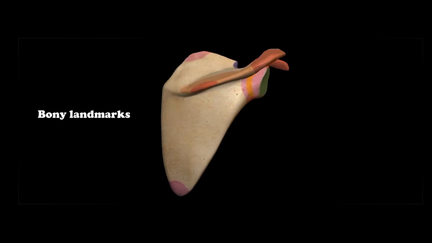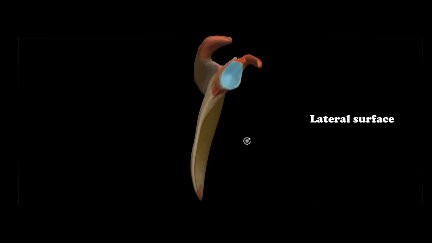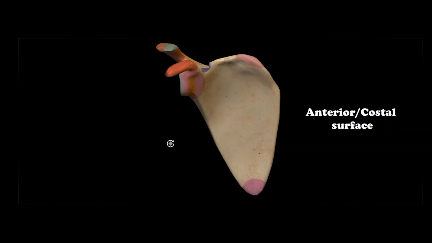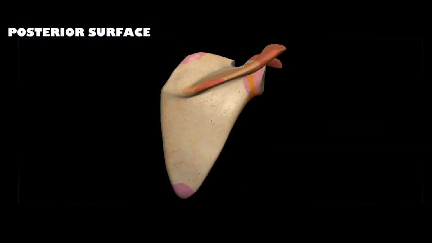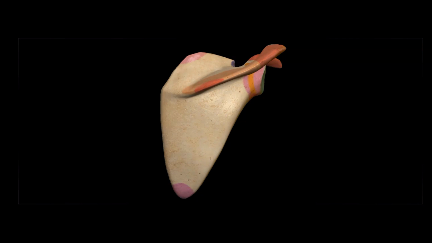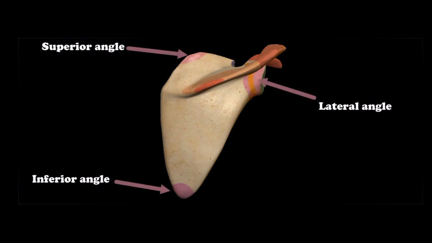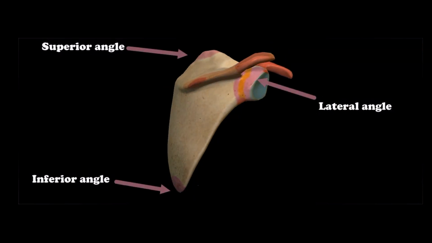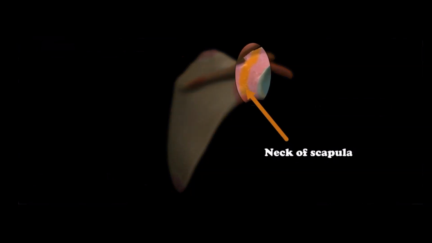Coming towards bony landmarks, scapula has three main surfaces: posterior surface, lateral surface, and anterior or costal surface. Posterior surface of scapula contains three borders: medial border, lateral border, and superior border, and it contains three main angles: inferior angle, superior angle, and lateral angle. The yellow line shows the neck of a scapula.